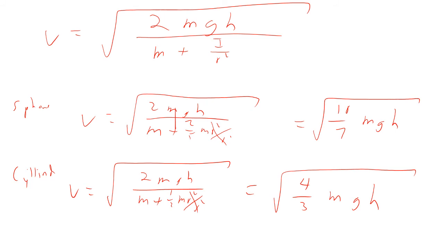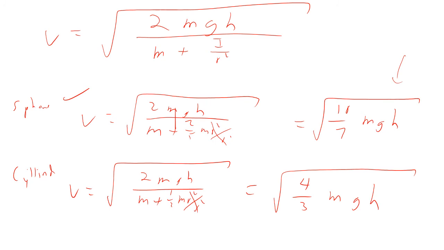Well, 10/7 is bigger than 4/3. So that means the sphere would go faster. It'd be the first one to reach the bottom. So that would be an example of this. And if you knew what the angle was and you knew the length, you could plug in here for the h and actually get the answer.